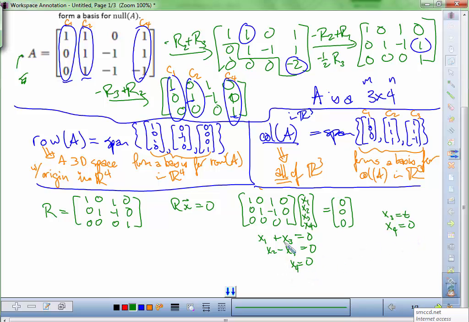And so we have x4 is equal to 0. And if we start moving up to back solve, we have a free variable in x3. So we're going to let x3 equal t, our free variable. And so x2 would become positive x3, which is t. And then our x1 is going to be negative x3, or negative t.